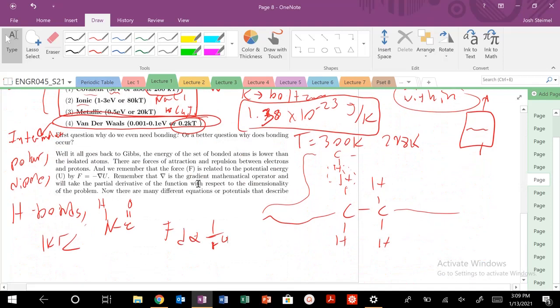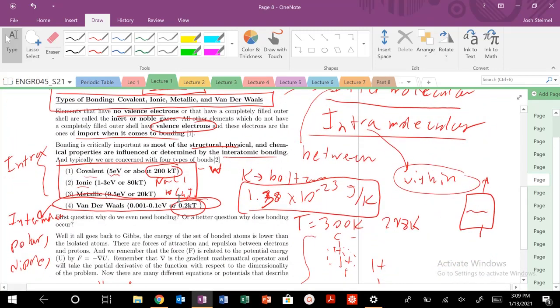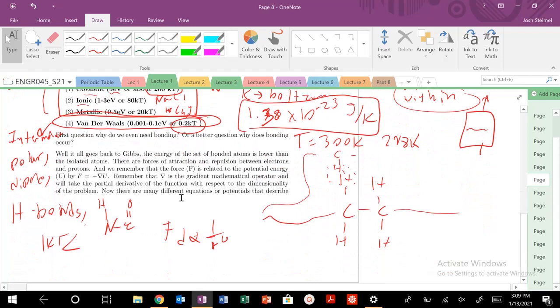So these are weaker interactions, but again, they scale and they can be very, very impactful. Actually, van der Waals interactions are responsible for how geckos stick to walls, if you can believe it or not. There's millions and millions of these in the hair structure of the gecko. It's unbelievable. So these are the two types of interactions, intramolecular and intermolecular, that we're going to deal with typically.